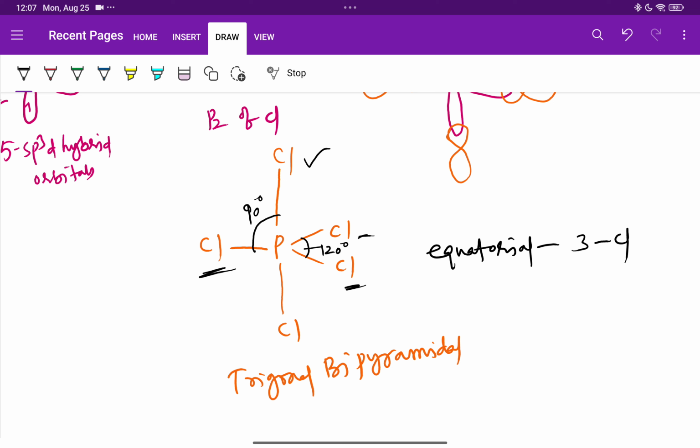Then these two chlorines are called axial. So axial chlorines are 2. Very, very important. They are asking in the examination how many equatorial chlorines and how many axial chlorines. This is the equatorial bond angle. This is the axial bond angle in PCl5.